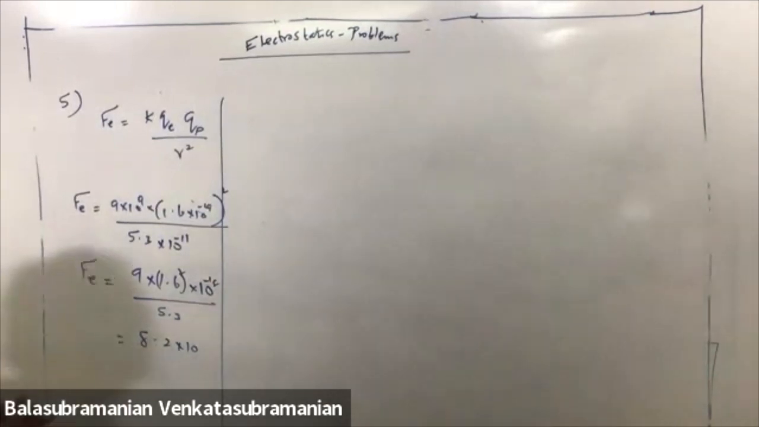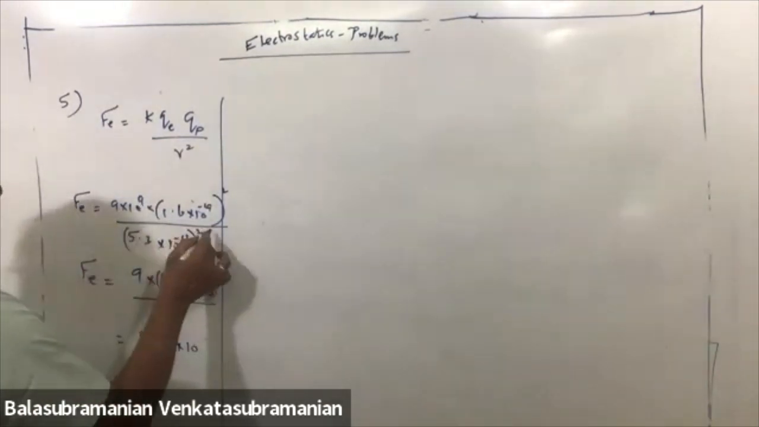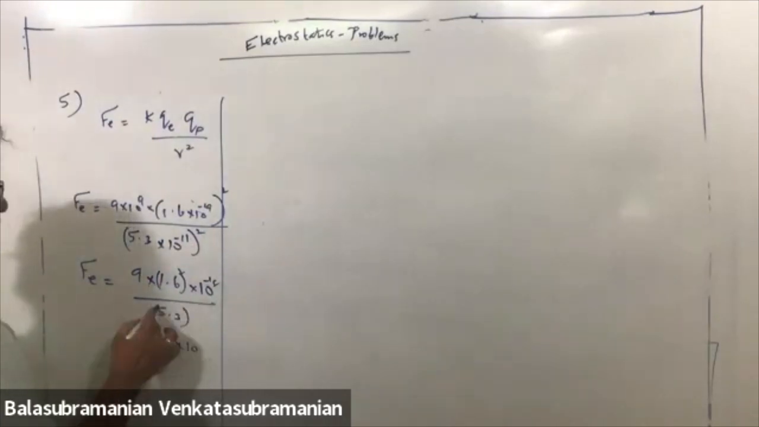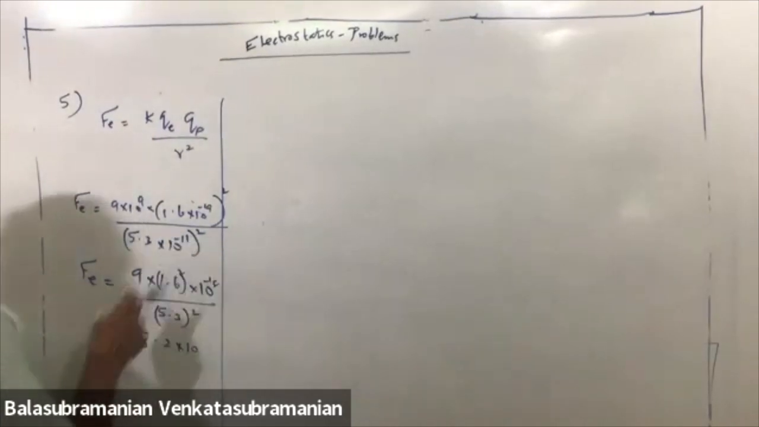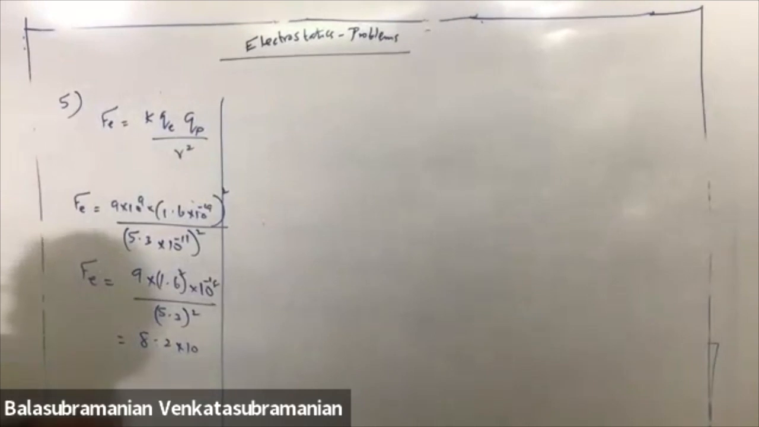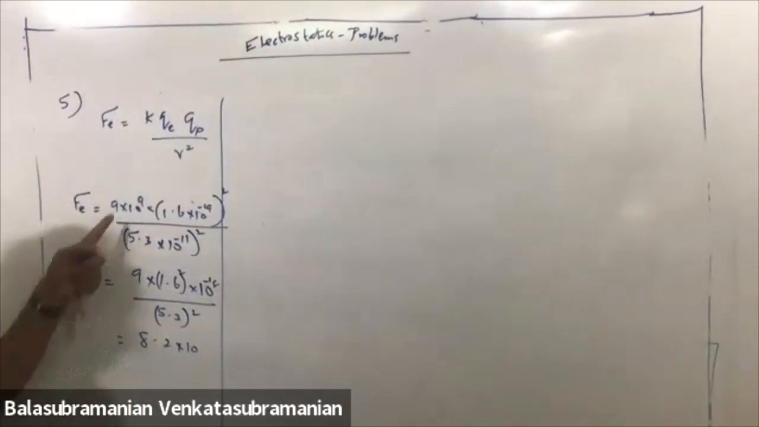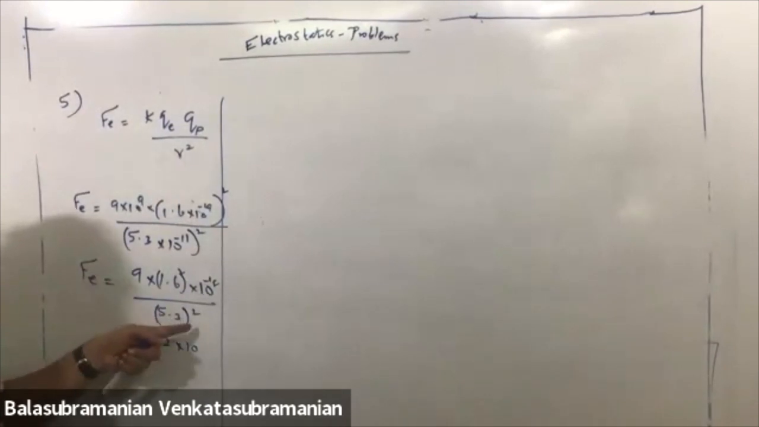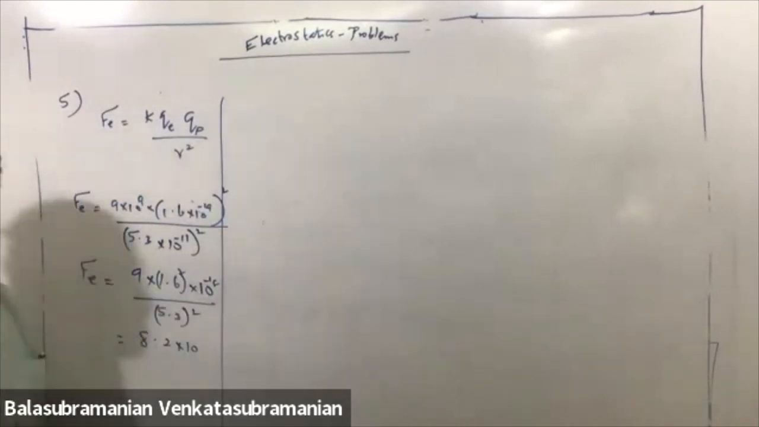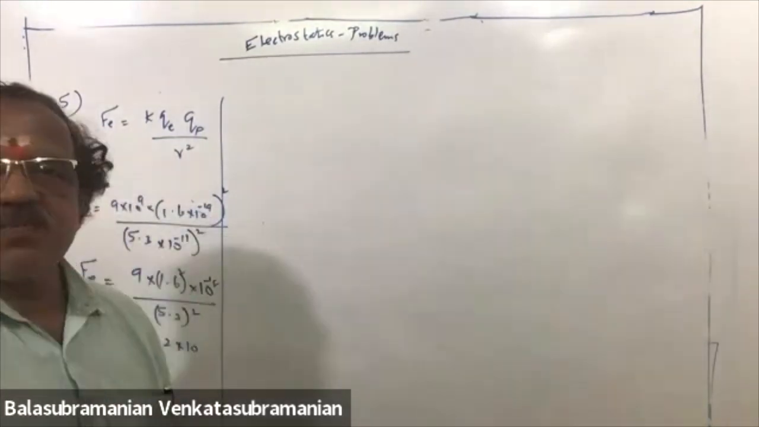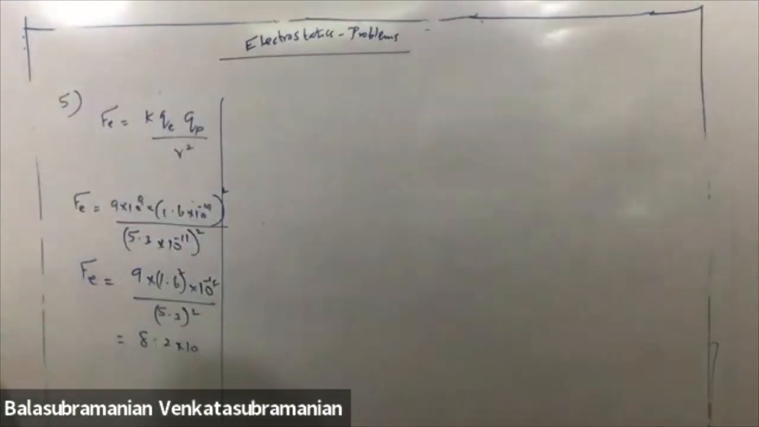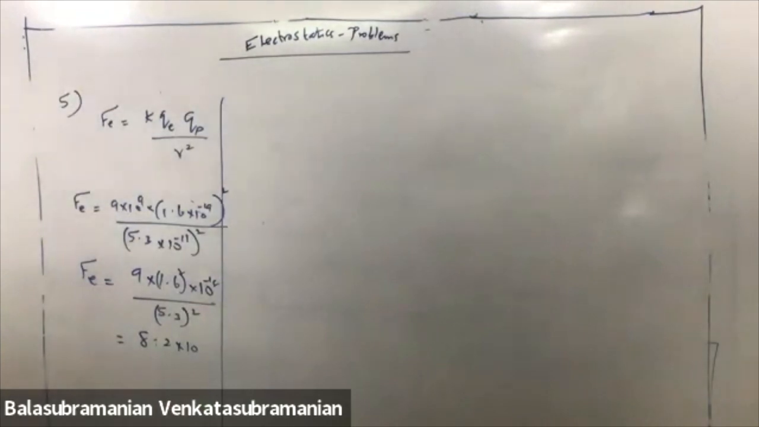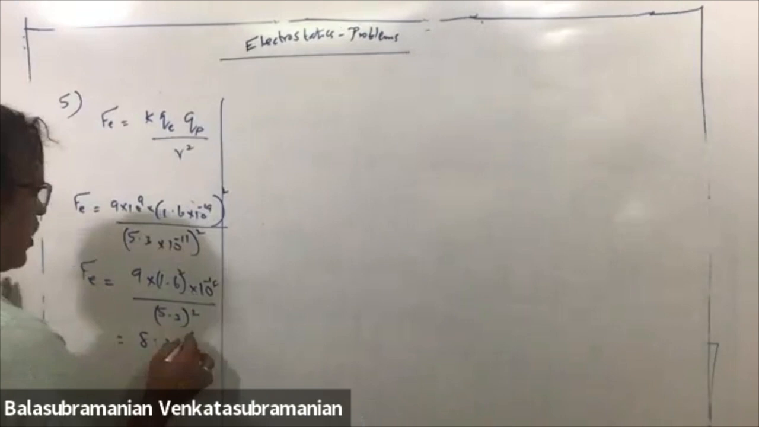Here also R square. Minus 11 the whole square is minus 22. Numerator plus 22, 10 power minus 38, 10 power 32 plus 9, 41. 41 minus something. So calculate that value of force. That is 8.2 into 10 power minus 8 Newton.